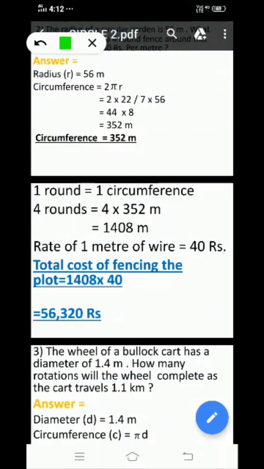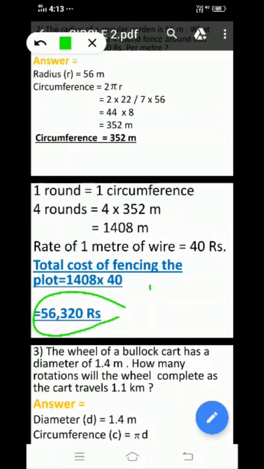For 1 round of fence, how much cost of wire is required? 40 rupees. For 4 rounds of fence, how much cost of wire is required? You have to find that out. 1 meter wire is 40, and you have to find out 1408 meters. For that, 1408 meter wire multiplied by 40, then you are getting 56,320 rupees.